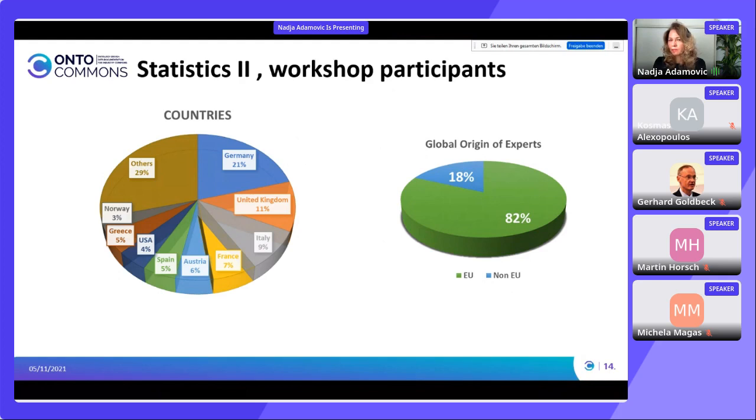Then regarding the countries, you can see that mainly it was from Germany 21%, and then United Kingdom 11%, Italy, France, Austria, so mainly from these countries. And regarding the global origin of experts, we had, as expected, of course, predominantly European countries, 82%, and 18% from other countries.